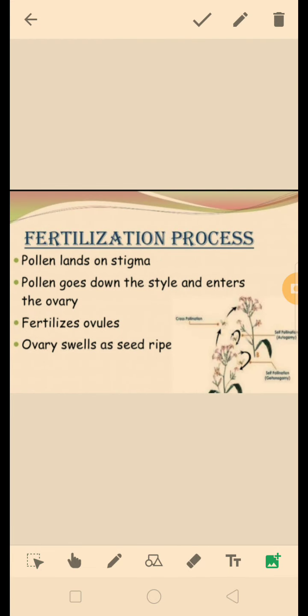Now let us see the fertilization process. Fertilization means fusion of male and female gamete. So first of all, pollen lands on stigma. That is the process that comes under pollination. Now pollen goes down the style and enters the ovary. What happens next? Then it fertilizes ovules, and then the ovary swells as seeds rise. As you know that ovules form the seed and the ovary forms the fruit. So fertilization process is the fusion of the male gamete and the female gamete. Now let us see next.